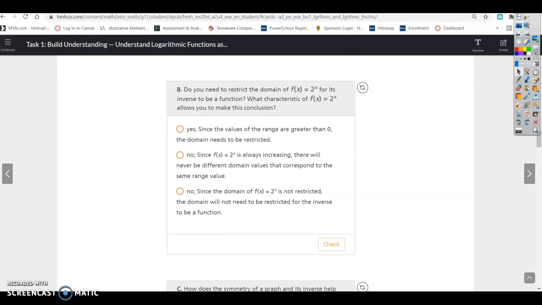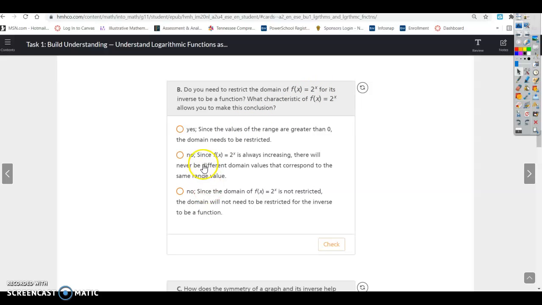All right, do you need to restrict the domain of f of x equals 2 to the x for its inverse to be a function? What characteristics of f of x equals 2 to the x allows you to make this conclusion? All right, so it says, yes, since the values of the range are greater than 0, the domain needs to be restricted. All right, so the domain is not restricted here, so we can input any x's. So I'm going to say no, the domain does not have to be restricted.